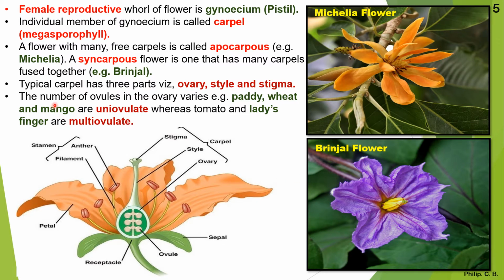Then a typical carpel has three parts: ovary, style, stigma. So the carpel has got three parts: ovary, style, and stigma. The number of ovules in the ovary varies. That is, it may depend from flower to flower. That is, paddy, wheat, and mango are uniovulate, whereas tomato and lady's finger are multi-ovulate. Now again I put some of the images in the next slide.